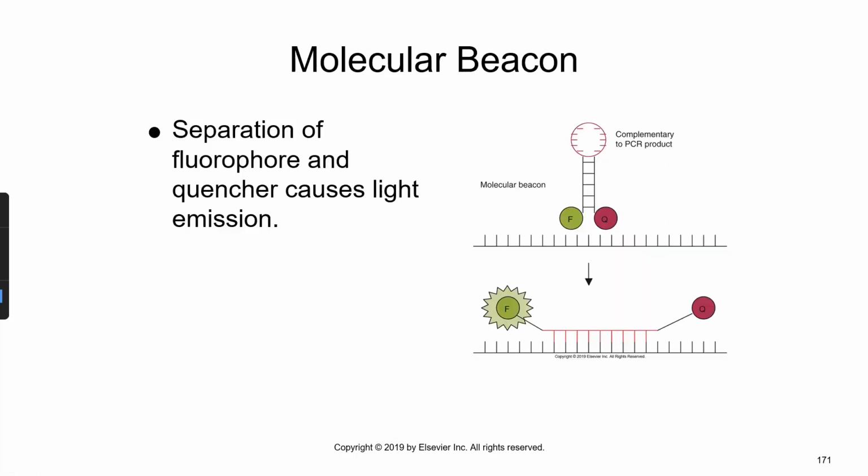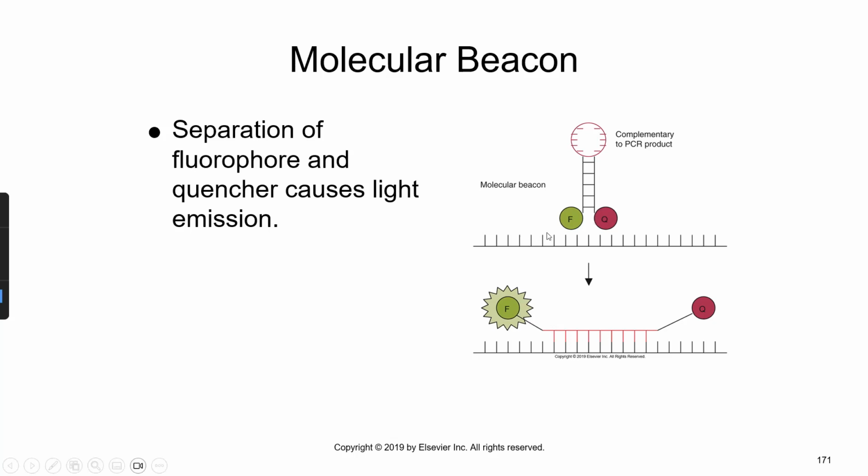And there are many ways to detect real-time PCR, but one of the easiest to explain, since this is microbiology and not our molecular diagnostics class, is a molecular beacon. A molecular beacon has a fluorescent molecule and a quencher. Anytime the quencher is next to the fluorescent molecule, it will not be able to glow or produce fluorescence.